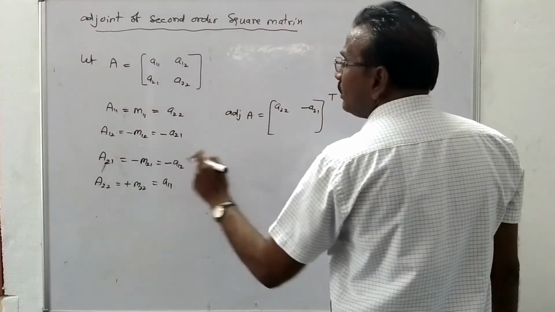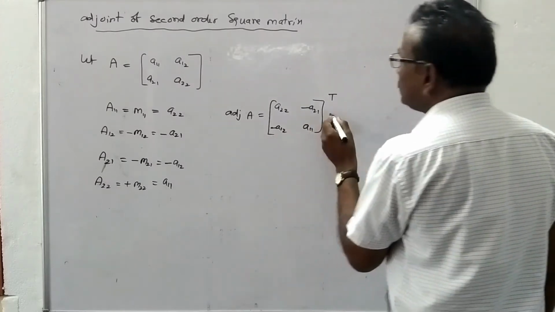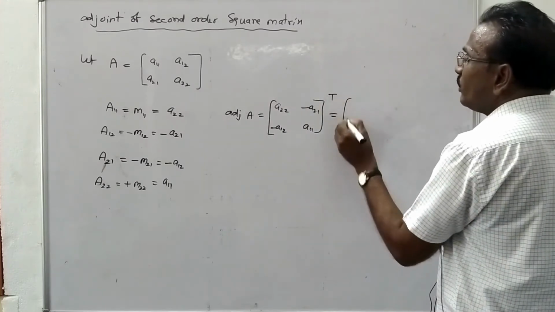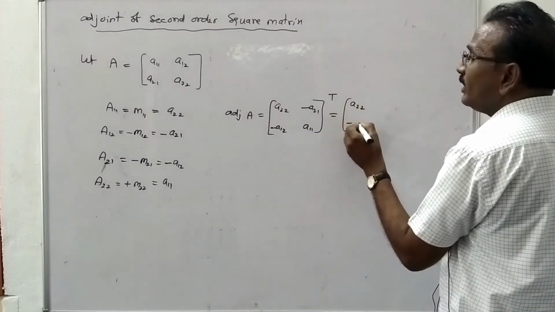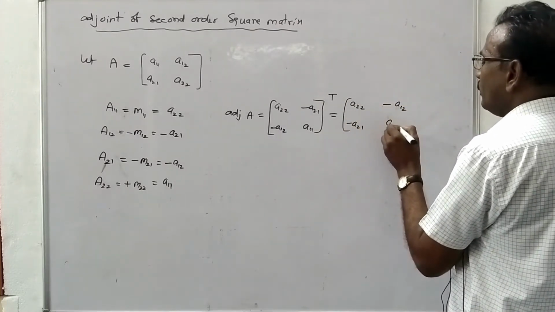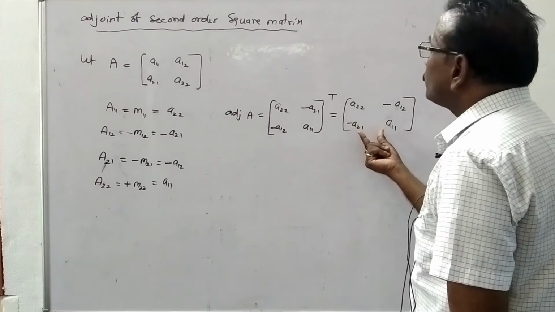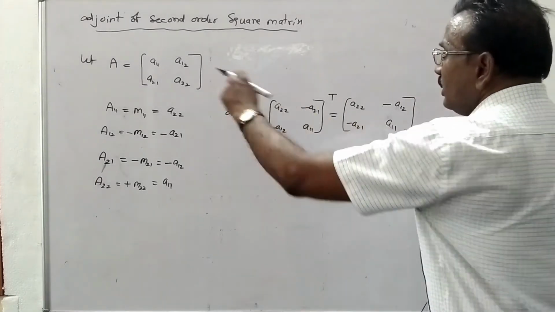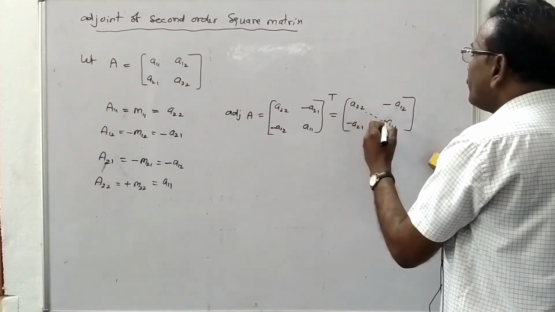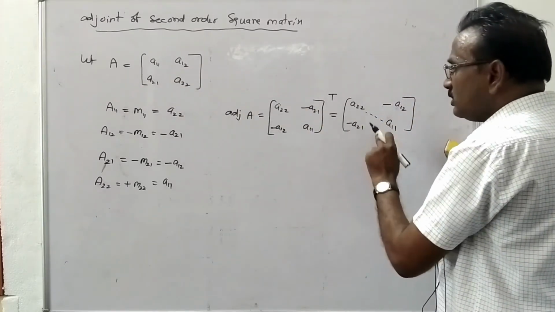The second row cofactors are minus A12 and A11. Now transpose this by interchanging rows and columns. The first row becomes the first column: A22, minus A21, and minus A12, A11. So this is the adjoint of A. Observe the matrix A and the adjoint of A.